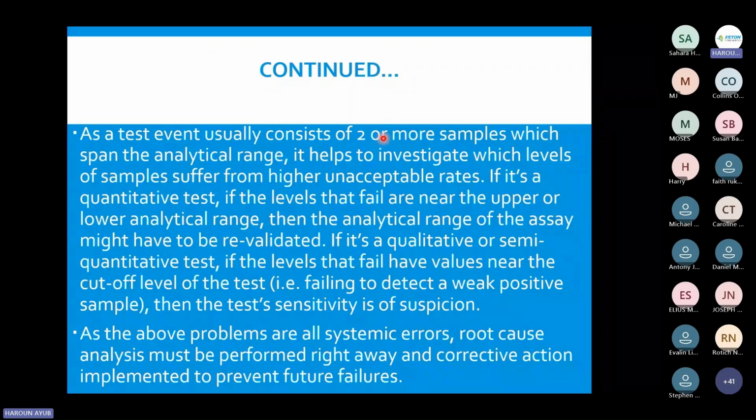The test event usually consists of 2 or more samples and they span different analytical ranges. It will help you investigate which levels of samples suffer from higher unacceptable results. So if level 2 is the one that is having a very high failure rate, you need to check on your other aspects of accuracy, precision, and linearity. You might be failing because the machine is not able to read those particular high levels, especially in cases where you get zeros in hematology for differentials and so on. So that can point to that particular issue.